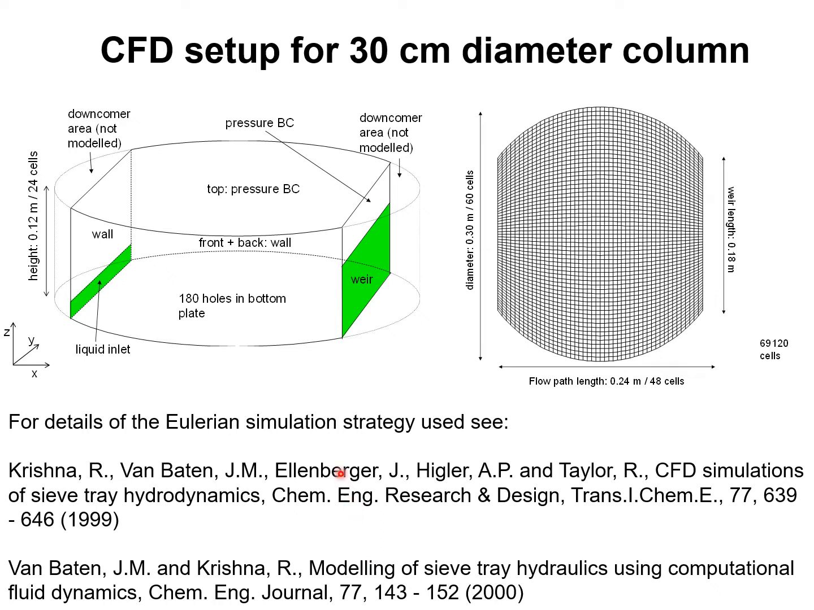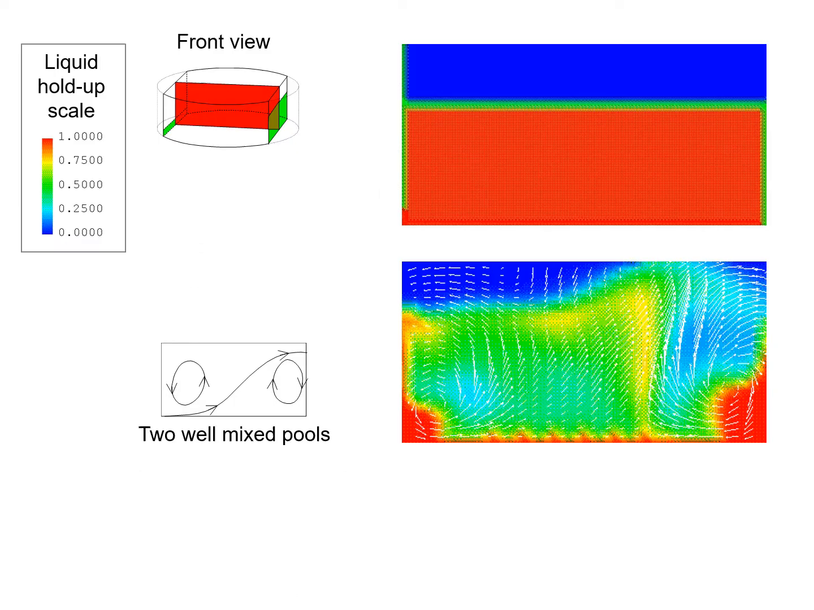Let's have a look at the results of the simulations to gain some insights into how vapor and liquid phases are contacted on a sieve tray. Let's examine the results of the CFD simulations for gas and liquid flow. In our simulations, gas is air, liquid is water, and the 3D simulation results can be viewed from different angles and at different positions.